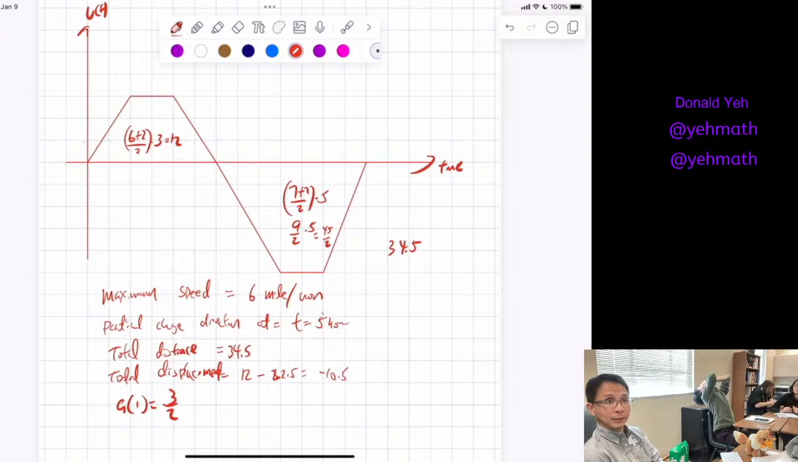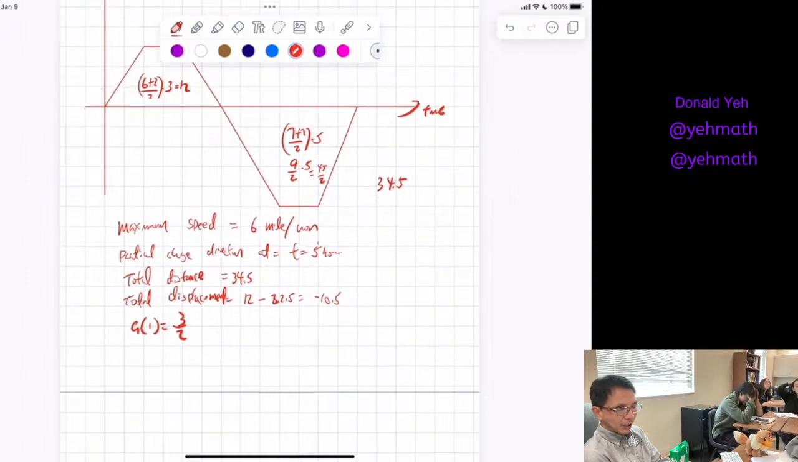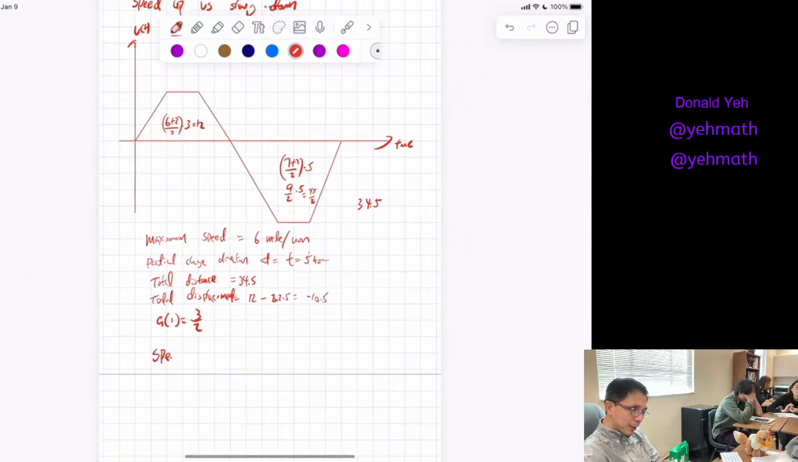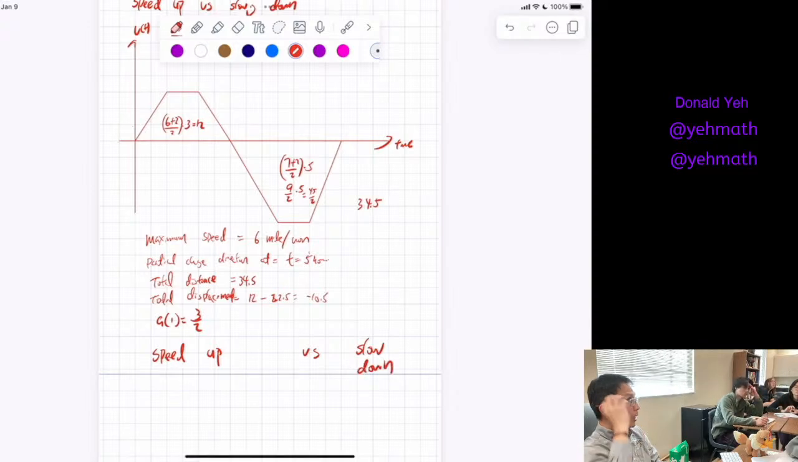How much time do I have? 6 minutes. Okay, so we're going to talk about speeding up versus slowing down. Let's give an example and show you what happened. Let's say I have a situation here, and this is a stop sign, and this direction is positive. Is that okay?